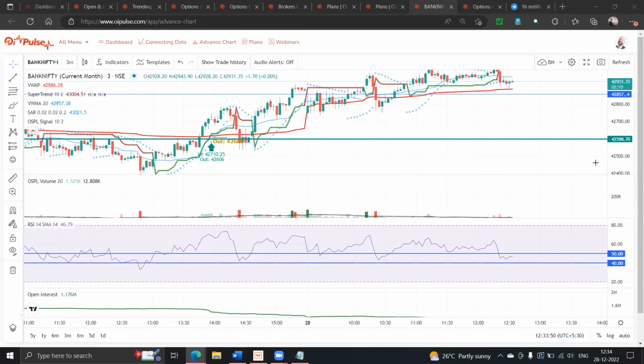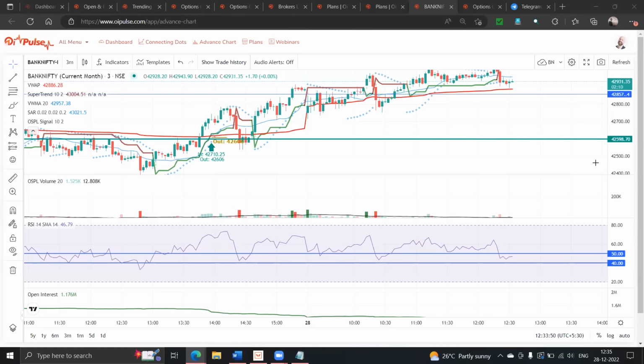Sunil, that will be an average price of all trades. But some brokers show it differently because we are picking it up from the broker terminal. Some brokers show it in a different way. That's the reason there will be a few changes.